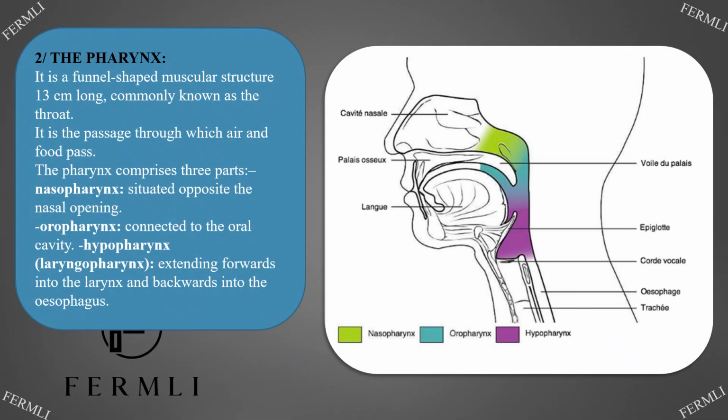2. The pharynx. It is a funnel-shaped muscular structure, 13 centimeters long, commonly known as the throat. It is the passage through which air and food pass. The pharynx comprises three parts: nasopharynx, situated opposite the nasal opening; oropharynx, connected to the oral cavity; hypopharynx, or laryngopharynx, extending forwards into the larynx and backwards into the esophagus.